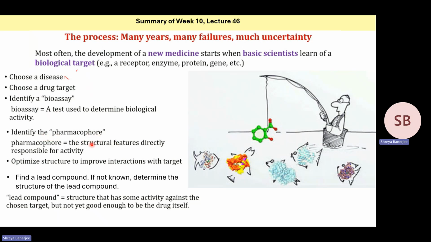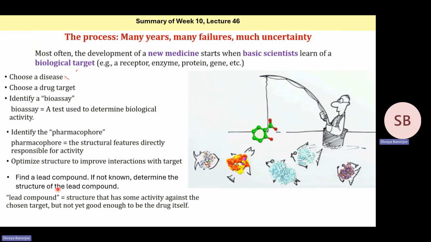Then you identify the pharmacophore, which is basically the structural features directly responsible for activity. So you identify the basic structural feature that your possible drug molecules need to have in order to be biologically active and interact with the gene or protein that you have identified as your drug target. Then you will get a list of molecules which show low level binding. Then slowly the structure is optimized to improve interactions with target and show higher binding and selectivity and so on.